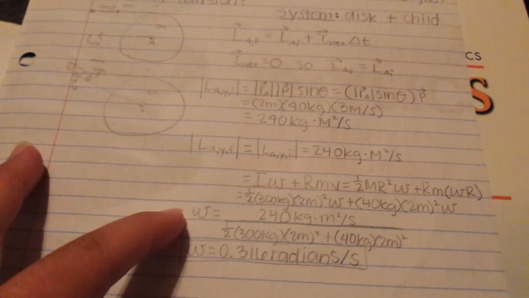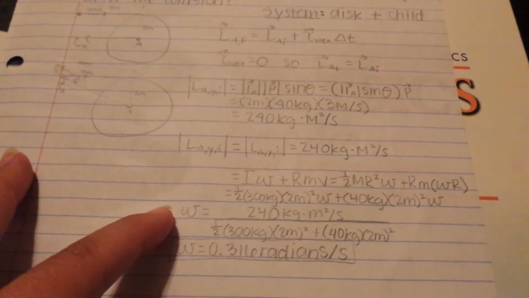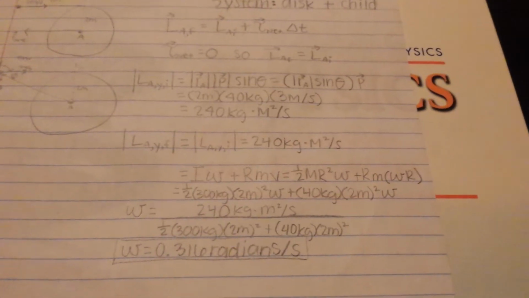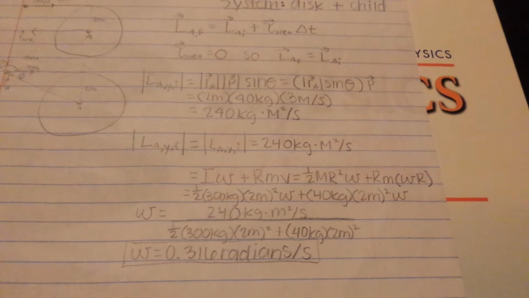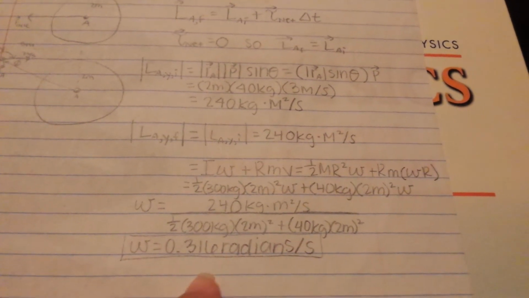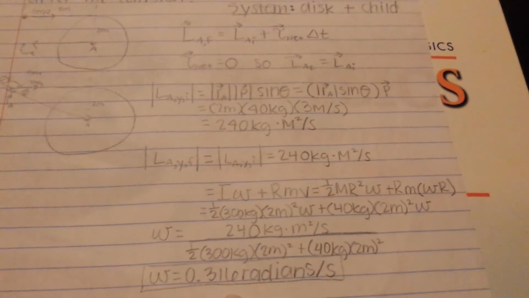We're solving for omega, the final angular velocity, and so we're going to do 240 divided by all of this, plug that into your calculator, and you get 0.316 radians per second.